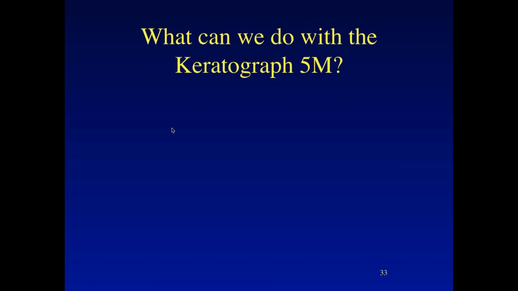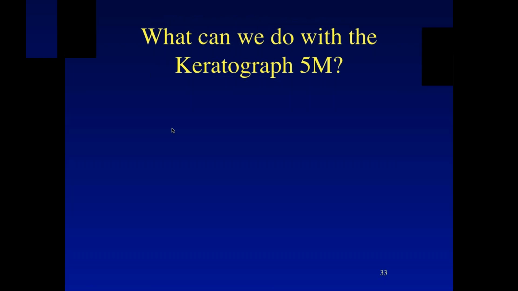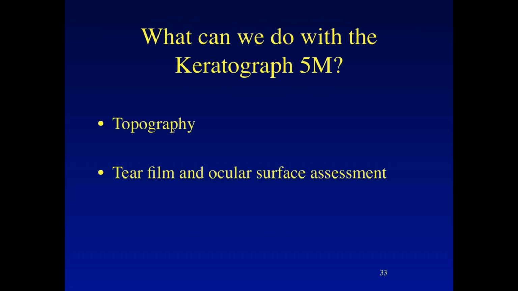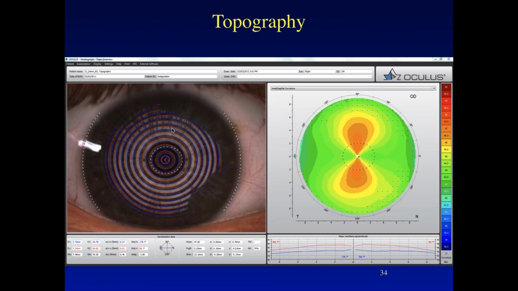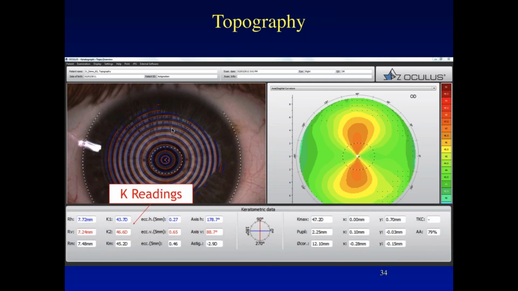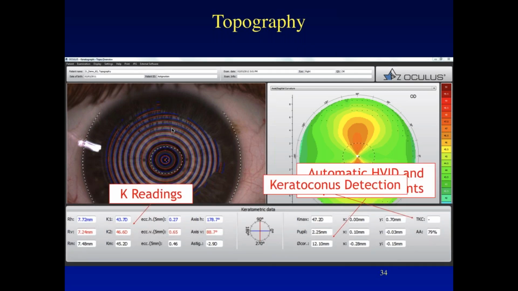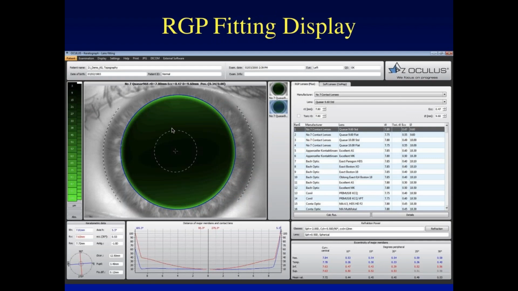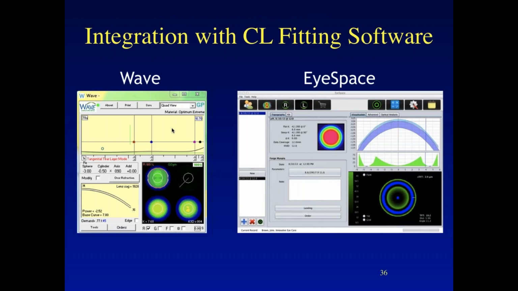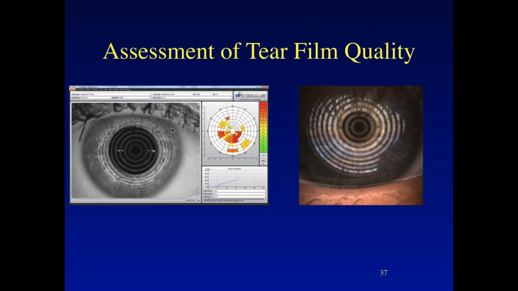You can show them what we've done for them because Dr. Brimer said we're getting compliant with the medications, but it does a lot more. It does topography, tear film ocular surface assessment, anterior segment imaging. It's got wonderful topography. It's one of the best units for a straight topographer, but I use it, of course, for a lot of things beyond that. The dry eye in particular, as we're talking about today, but keratoconus indication, horizontal visible iris diameter for scleral fitting and contact lens fitting, K readings, RGB fitting displays, the wave, the eye space, etc.